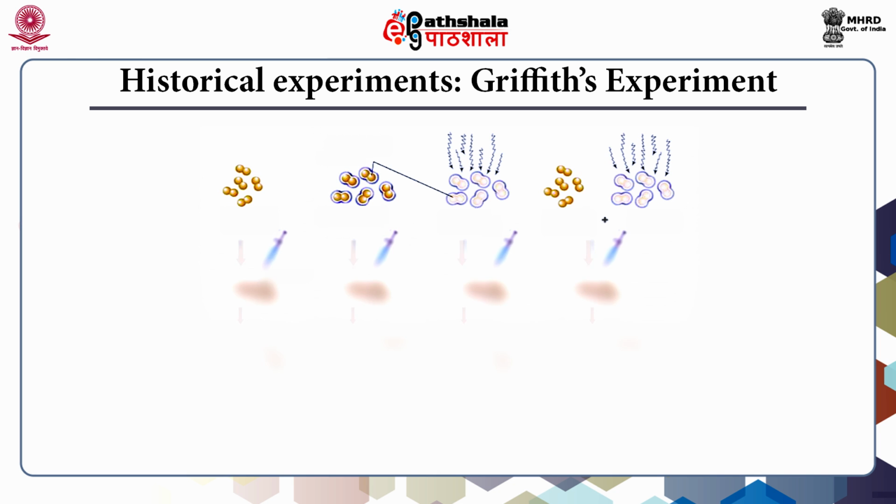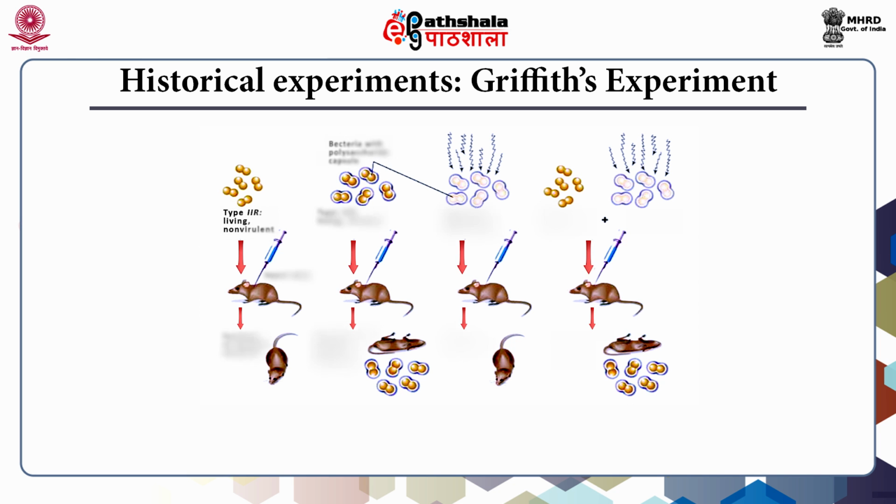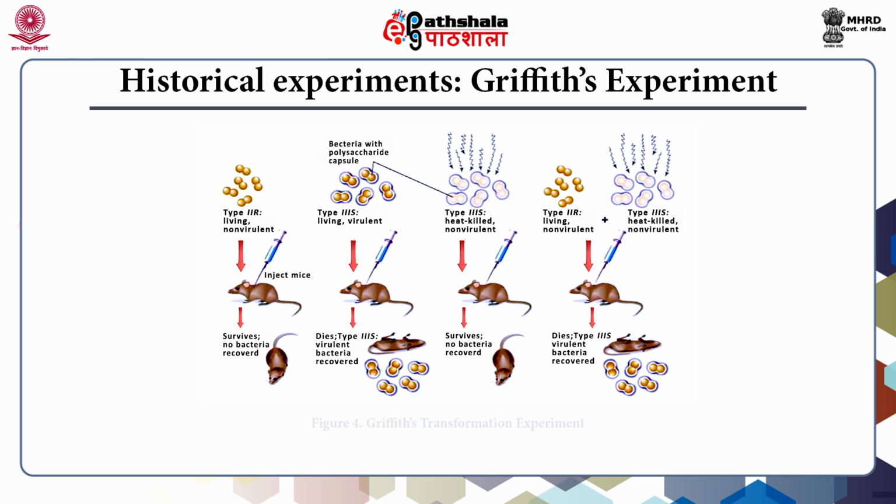Now, this figure actually depicts the experiment in a very clear fashion. You can see the first panel where type S3 virulent strains are injected into the mice. The mice develop pneumonia and finally die. In the second panel, you can see live cells of non-virulent R2 bacteria were injected into the mice. The mice did not develop any sign of illness and survived, thus confirming the nature of the non-virulent strain.